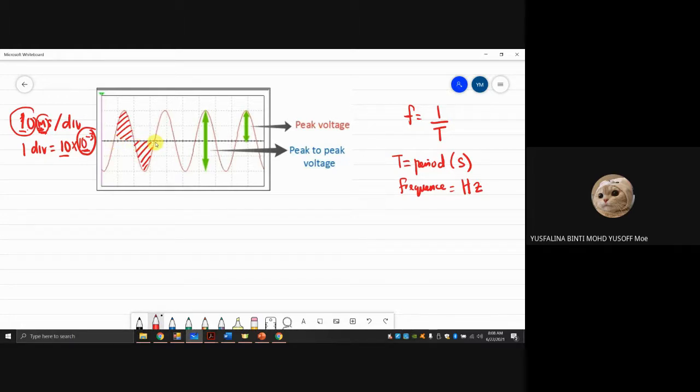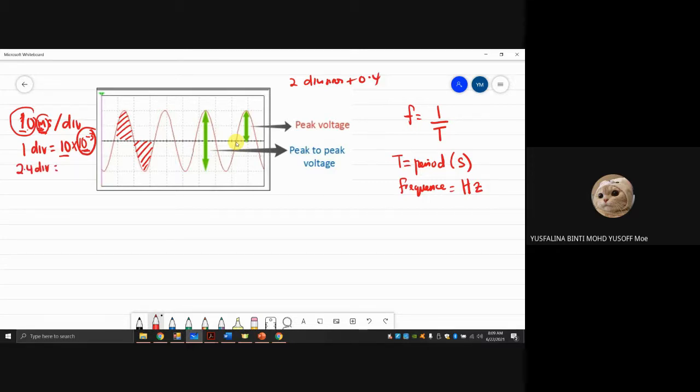Teacher, how do you know this one is 0.2? Because this is one division, and you can see here there are another 5 smaller scales. So 1 divided by 5, you get 0.2. Every small scale here is equal to 0.2. So 0, 0.2, 0.4, 0.6, 0.8, and then you get one division. So this one has one extra 0.2 here, and this one also has an extra 0.2 here. So two divisions plus 0.4, you get 2.4 divisions.